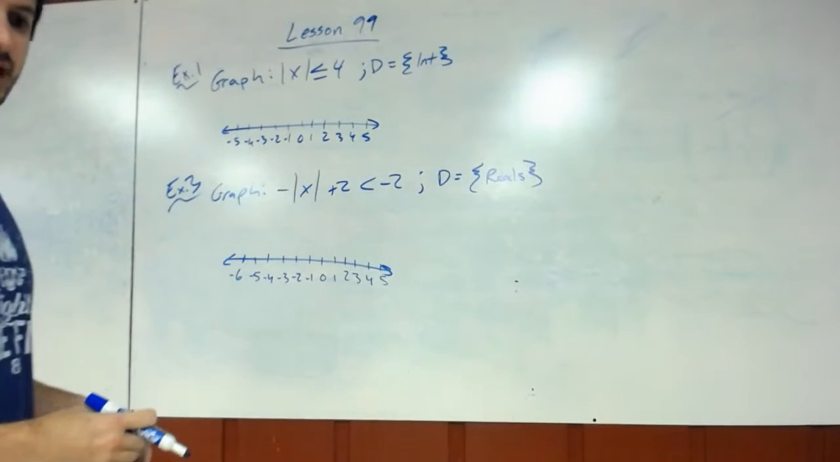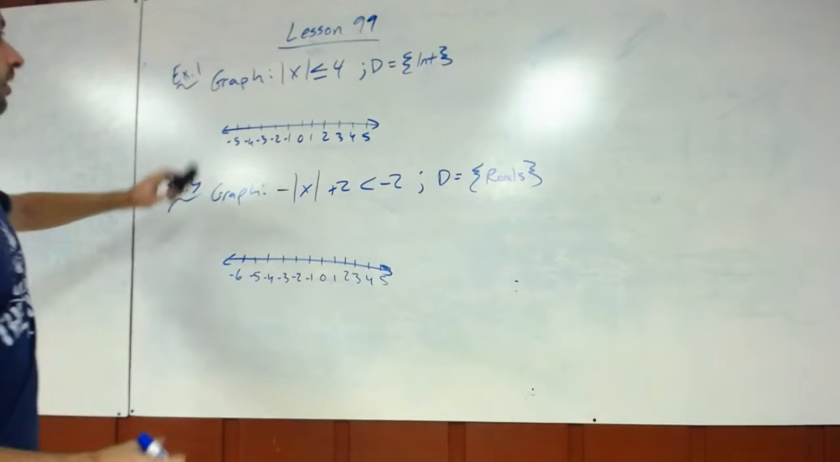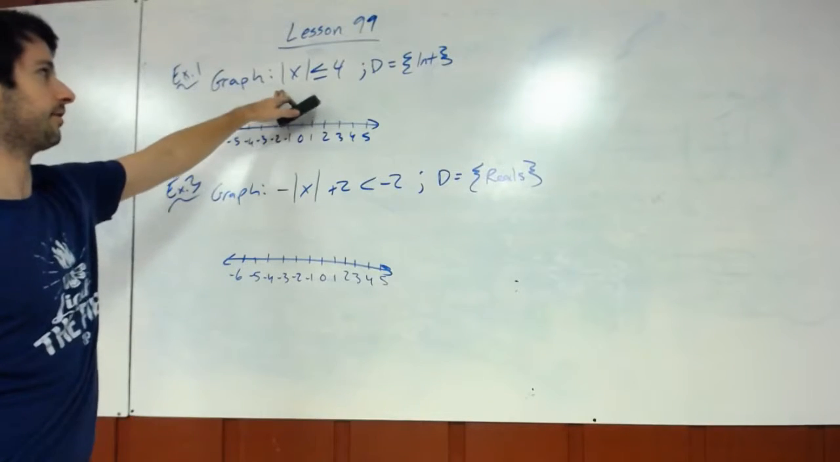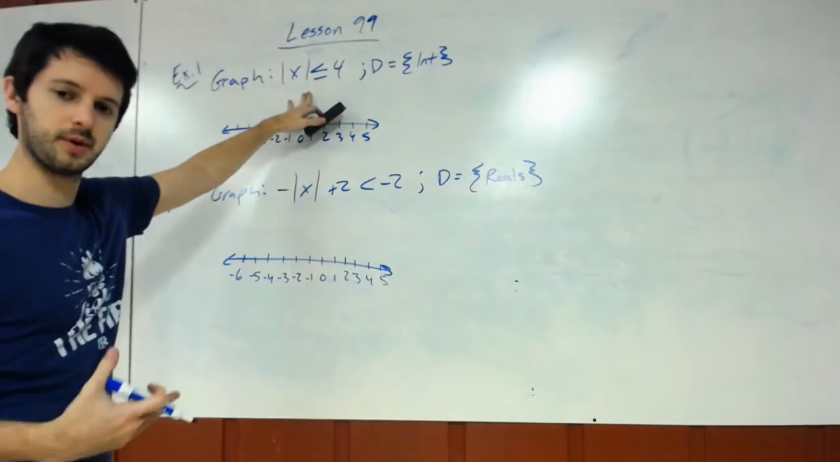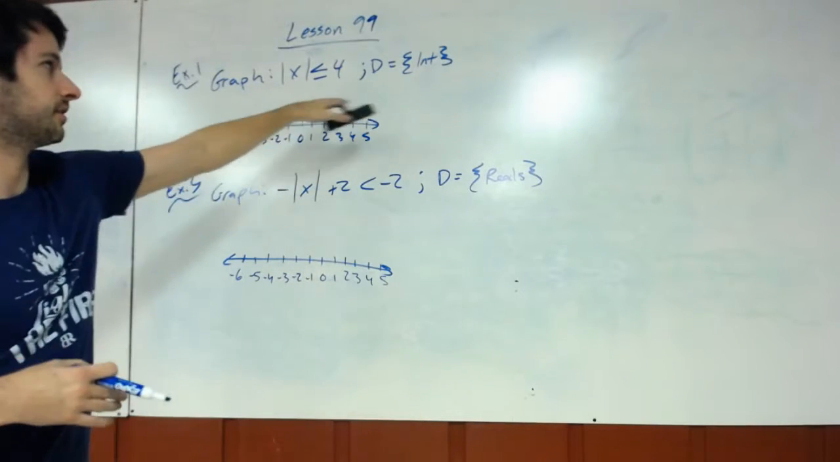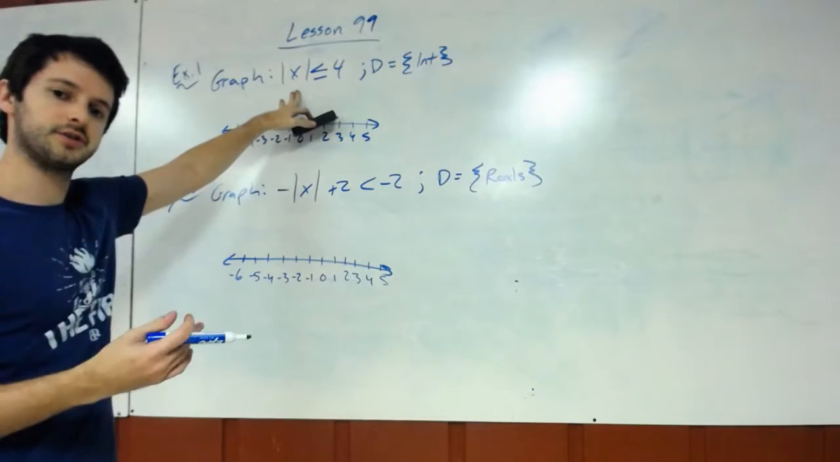We're going to look at graphing absolute value inequalities in lesson 99. It says graph absolute value of x is less than or equal to 4. Remember, your domain is integers. Absolute value of x is how far it is from 0.